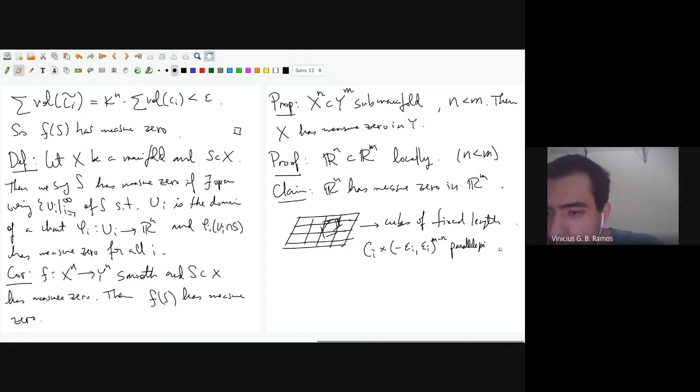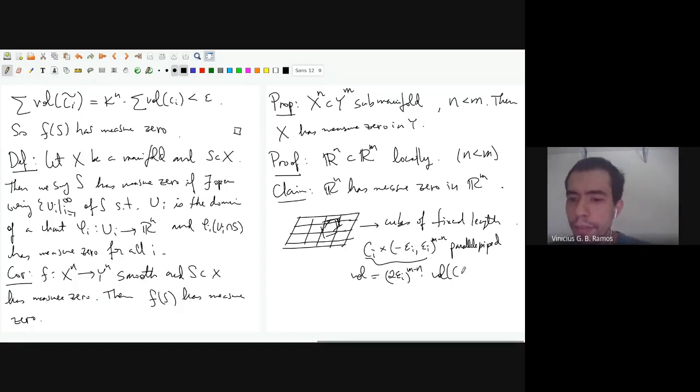Parallelepiped. I think that's how you write it. Anyway, it's easy to see that this guy is going to have very small volume. So the volume of this guy is equal to 2 epsilon_i to the m minus n, times the volume of C_i.